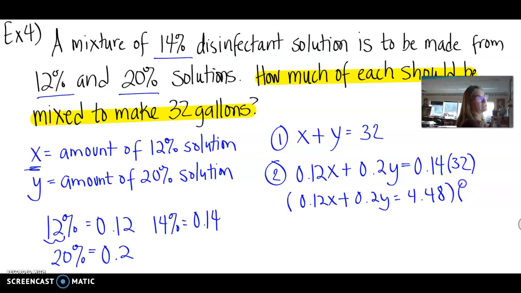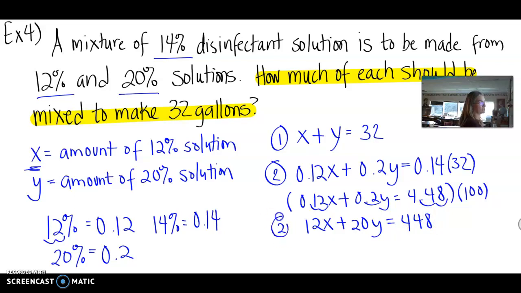And then you can work this out with decimals, it's perfectly fine, but it can oftentimes be a heck of a lot easier if you get rid of the decimals. And to do that, I have 2 decimal places in some of the numbers, so I'm going to multiply by 100. If I multiply by 100, this just moves the decimal over 2 places. So it'll be 12x. This will be 2. If I move it over 1, I still need to move it over another one, so I need to add a 0. So this is 20y. And then 4.48, moving that decimal over, that's 448.